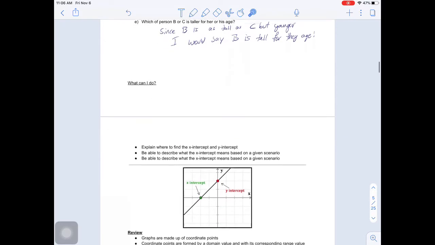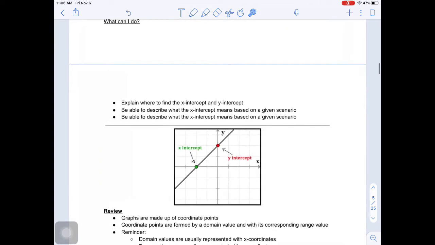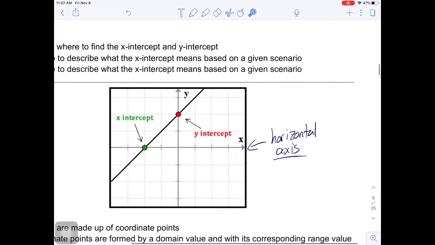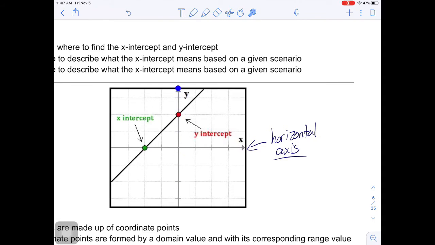Okay, let's move on here. Now, I want to do a little, what can I do here? So we can explain x and y intercepts, okay? Recognize, we usually call this axis, the horizontal axis, the x-axis. Okay, so horizontal axis is usually known as the x-axis. Sometimes your x points aren't actually represented as x, but we'll get there a little later. This is usually referred to as the y-axis, okay? And that's your vertical axis.